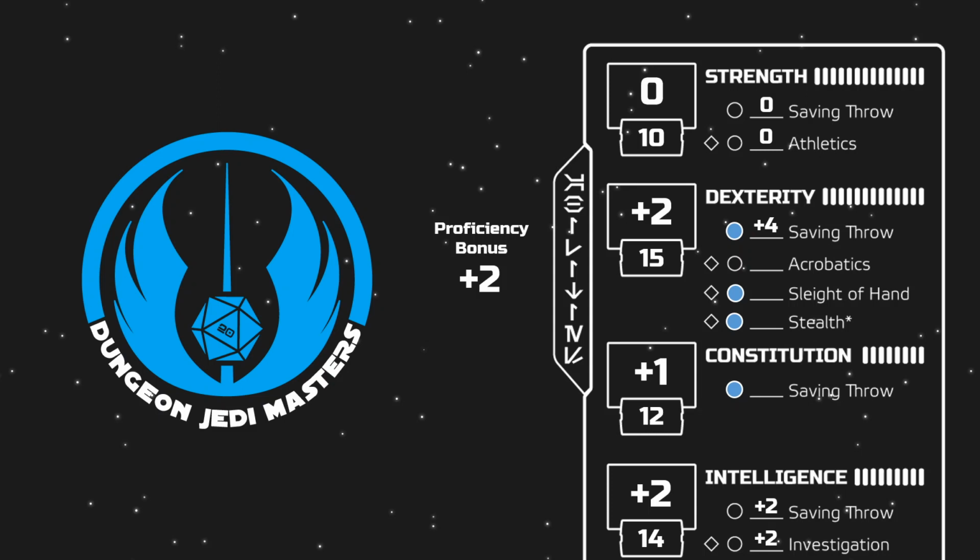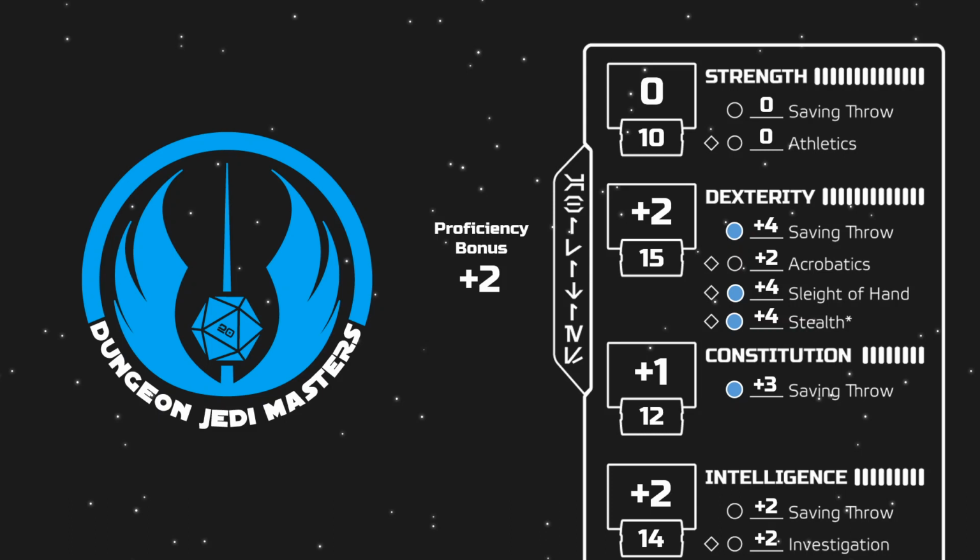So if we start filling these in here, my saving throw on dexterity actually is a +4. 2 + 2 is our 4. So anytime I need to make a dexterity saving throw, I get to add +4 rather than just +2. Acrobatics, I'm not proficient, so I only get the +2 there. Sleight of hand, +4, because I'm proficient. And stealth, +4, also proficient. And then constitution, +3. 2 + 1 is 3 for the saving throw there because I'm proficient.